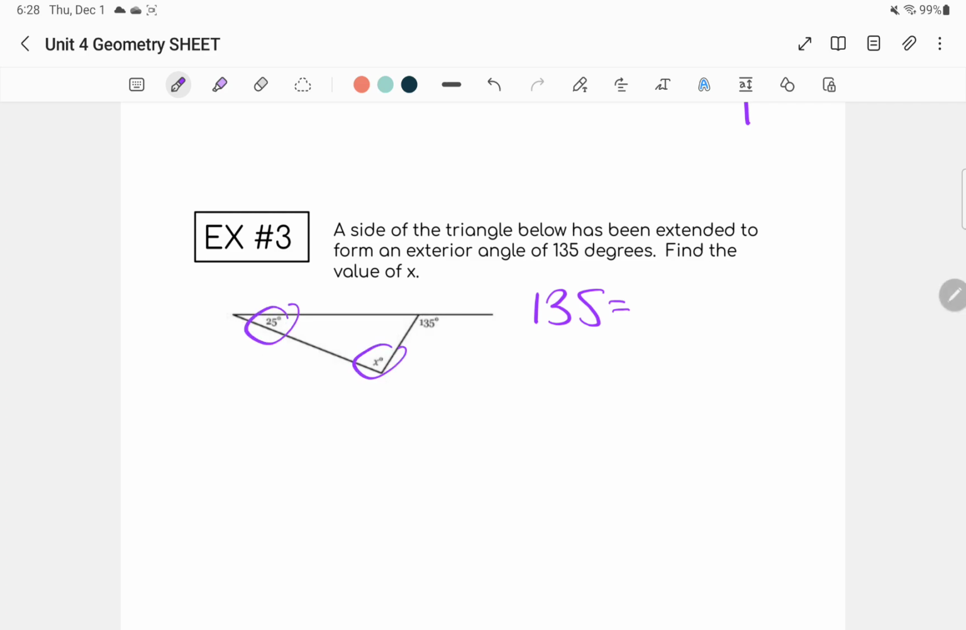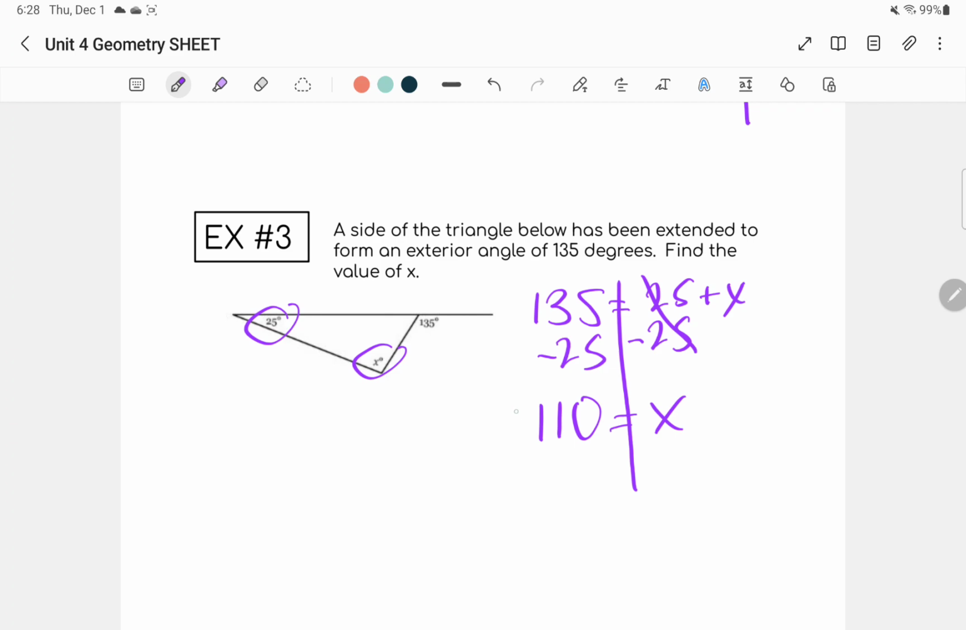And the sum of it means I'm going to add them. So 25 plus x. So I just have a simple one-step equation. I'm going to subtract 25. 135 minus 25 is 110. And so x is 110, or 110 degrees. And that would be my answer.